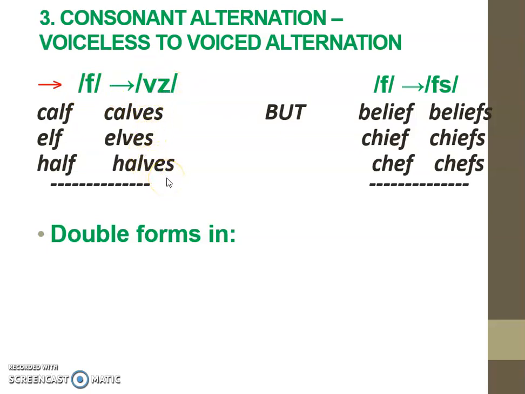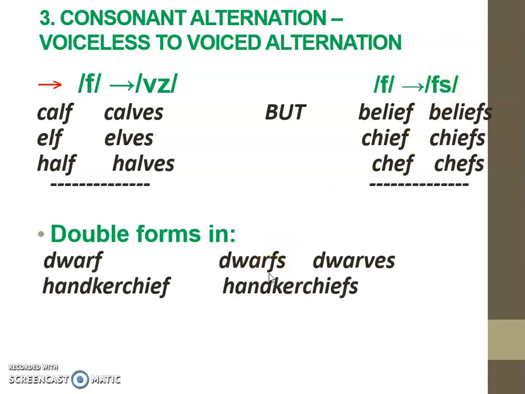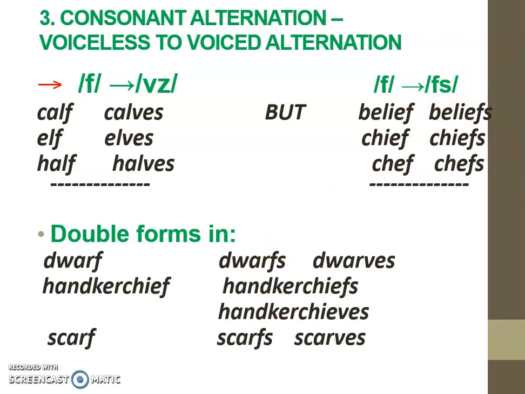Now you can go to your dictionaries and look for more examples where the plural is realized in this way. But some forms maintain this voiceless f and then there's no change. But we have double forms. For example, dwarf could be pronounced dwarfs by means of assimilation, or dwarves, consonant alternation and then assimilation, dwarves.